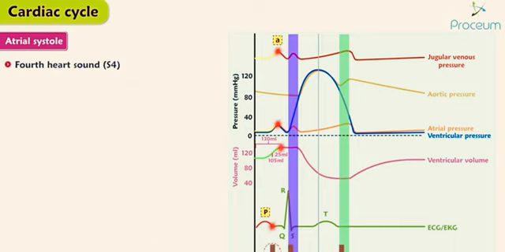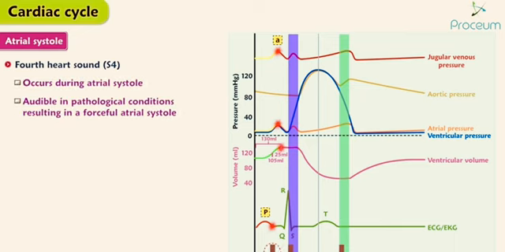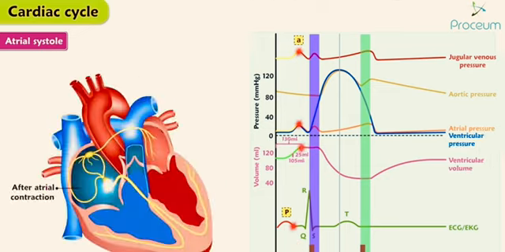Atrial systole can have a fourth heart sound, which occurs during atrial systole and is audible in pathological conditions resulting in forceful atrial systole. Here we can also see in the diagram reduced left ventricle compliance due to hypertrophy or infection. Hypertrophy means the size of the cells increases.